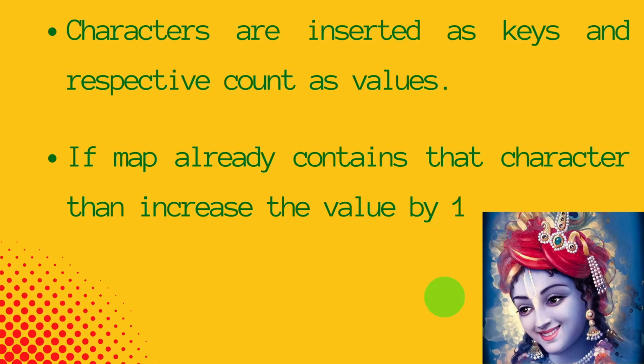Let's understand the logic which we are going to implement as part of this program. We'll create a hash map and we'll store each and every character of the string into the hash map as keys and the respective count as values. So we need a for loop to iterate over each and every character in the string. The first time, we add the respective character as a key to the map and the respective count as a value. If that character is already present in the map, then we increase the value by 1.